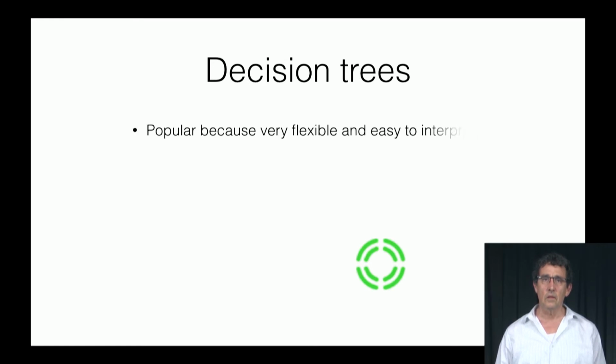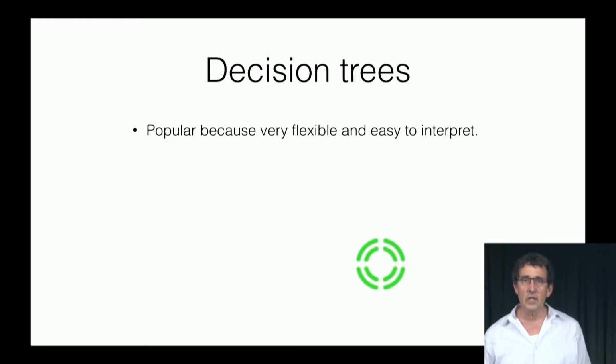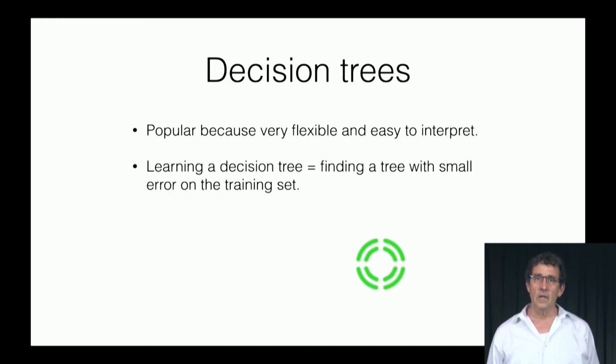Okay, so why are decision trees so popular? Because they're very intuitive and easy to interpret. If I give you a decision tree and you see the inequalities in it, it's relatively easy to understand what this tree is doing. Learning a decision tree means finding a decision tree with a small error on the training set. So basically we're looking for a decision tree that doesn't have too many leaves, that is not too complicated, and that has a small error on our training set.